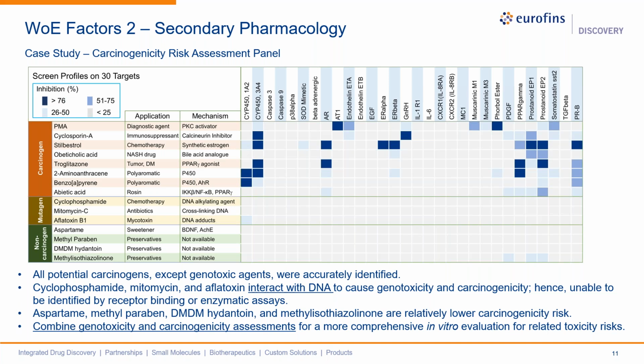But compounds like cyclophosphamide, mitomycin, and aflatoxin, which directly interact with DNA and cause genotoxicity, couldn't be fully identified by our panel. This really shows why it is important to combine different assessment methods, like genotoxicity studies. However, the non-carcinogens at the bottom of our chart, like aspartame and methylparaben, show very little interaction with our panel, which matches their relatively low risk for carcinogenicity.